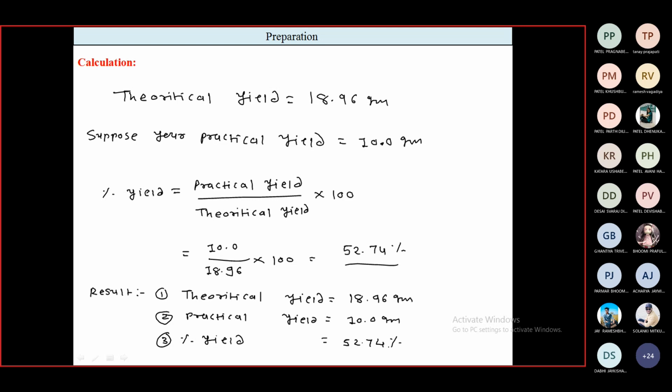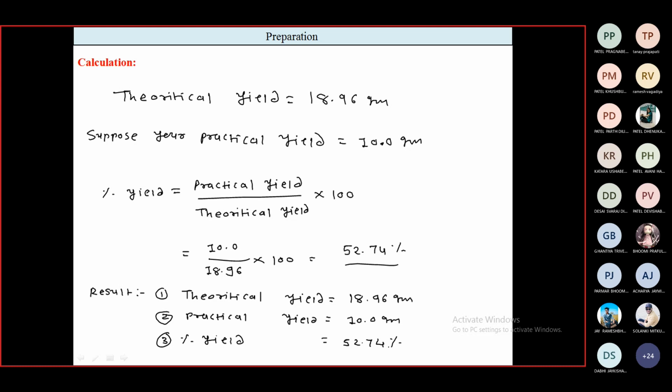In the journal, aim, requirement, process and result are written on the right side. Equation, mechanism, calculation are written on the left hand side. In the journal, aim, requirement, process, result, these four things are written on the right hand side. On the left hand side there will be the equation, we can say reaction, reaction mechanism, and calculation.